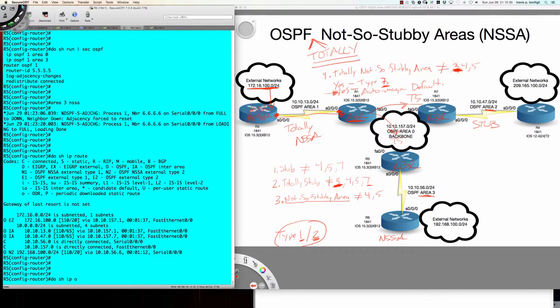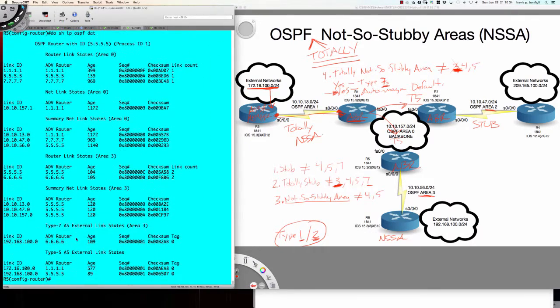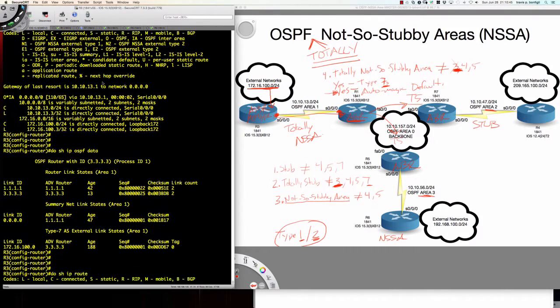Do show IP OSPF database. Look at the database real quick. And for area 3, there we are. There's my type 7, right? But what if I come all the way back over here to router 3 and say do show IP route?